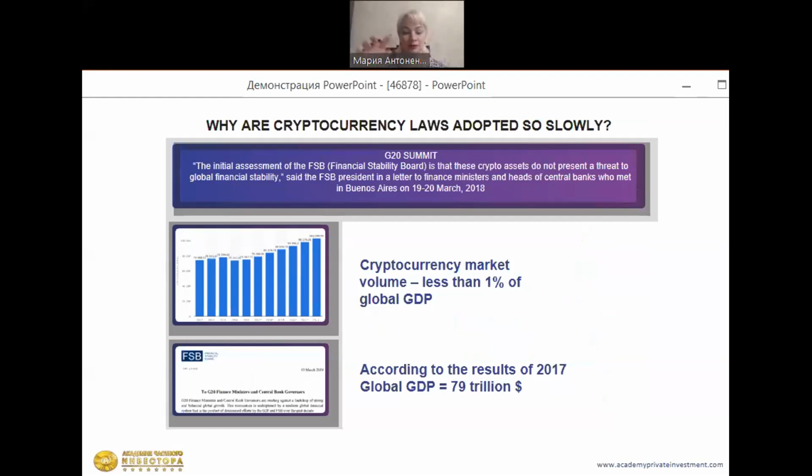the volume of the cryptocurrency market is less than 1%. Although the volume, as you can see on the graph, increases each year, on the global scale it is just less than 1%. So there is no need to hurry with the adoption of laws on cryptocurrencies, especially in those countries where the cryptocurrency investment volumes are less than 1%. So that's the global attitude or treatment of this phenomenon.